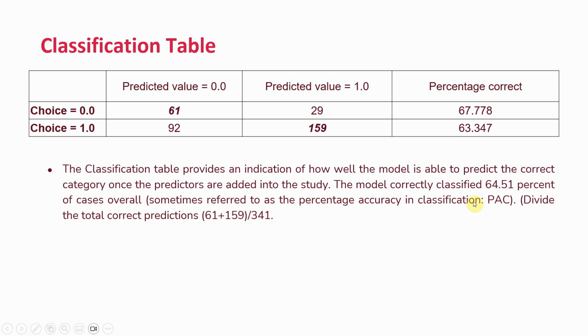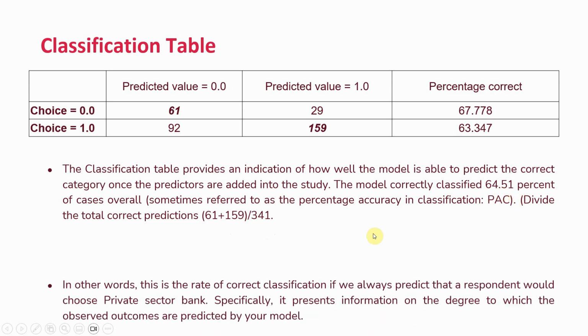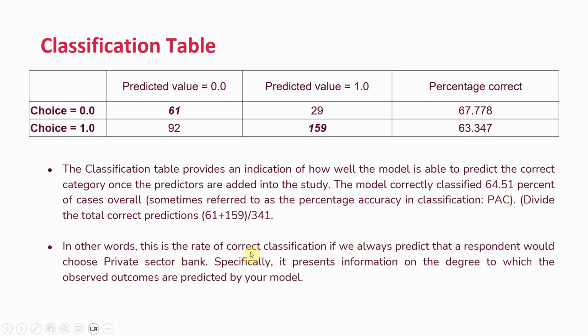How did I get this number? Because you won't get it in the SmartPLS results. So, how do you get this 64.51? What is the total number of correct predictions? 61 plus 159, divided by the total number of samples, and you will get 64.51%. In other words, this is the rate of correct classification. If you've got certain predictors and you are trying to predict a particular choice, what is the correct rate of classification? The correct rate of classification is 64.51%.